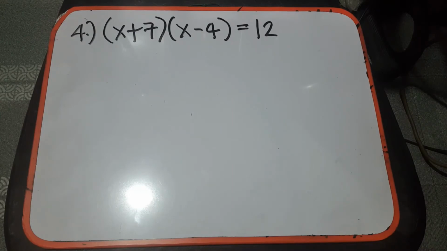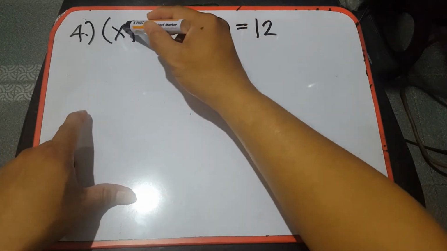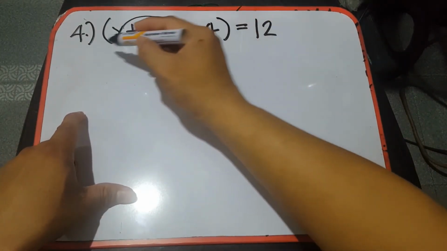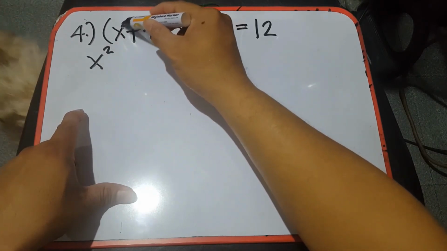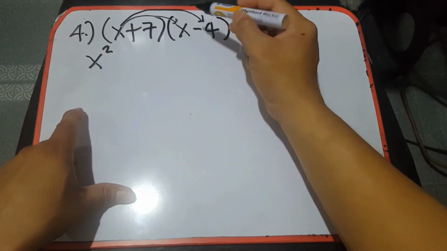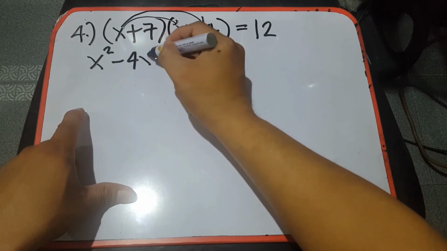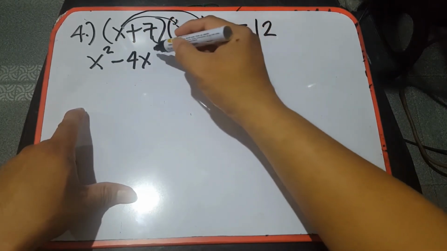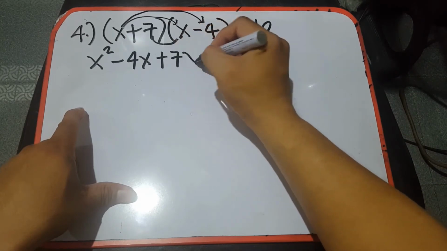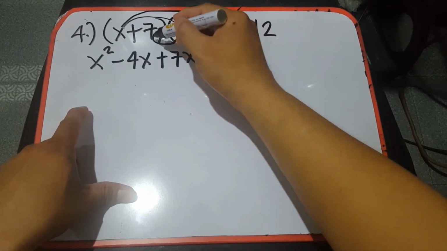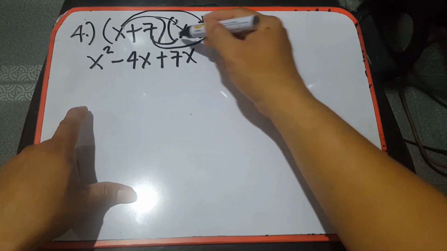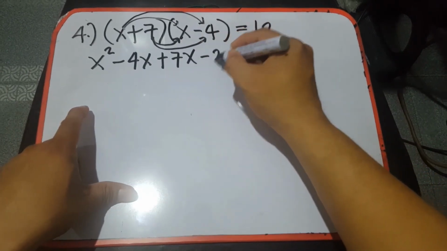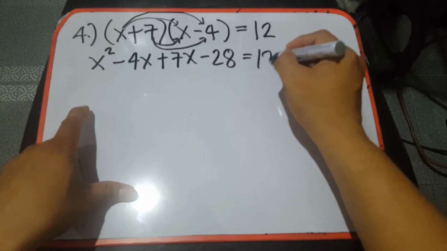So, how do we do the distributive property? We can apply the FOIL method, or we can also apply the Parrot's Beak method. That is x times x, that would be x squared. Then x times negative 4, that would be negative 4x. Then 7 times x, that would be positive 7x. Then positive 7 times negative 4, you'll have negative 28. Then it will be equal to 12.